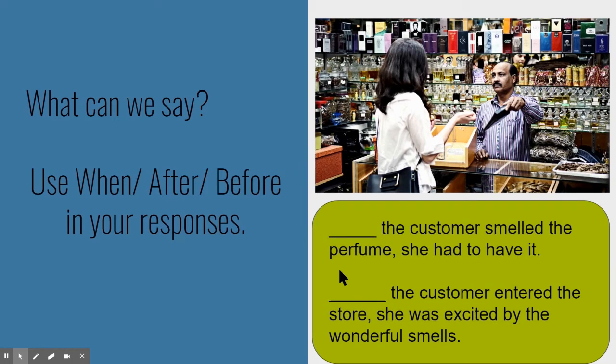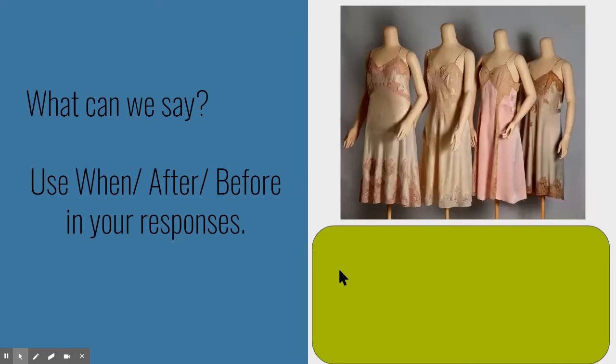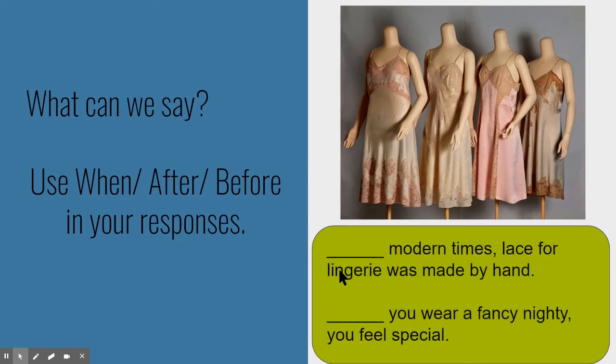What about this? This is a perfume store. Looks very nice. I would like to go there. Fill in the blanks and think of your own sentences using when, after, or before in your responses. And this is for a lingerie store. What can we say about that? Okay.